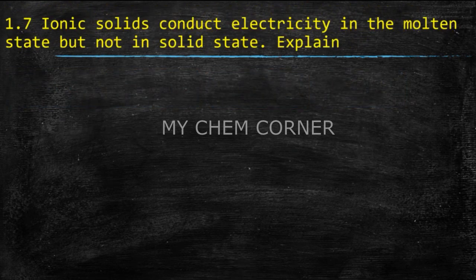Alright, now question number 1.7 reads: ionic solids conduct electricity in molten state but not in the solid state. Explain. For this, I would like to take the example of sodium chloride, the simplest ionic solid we can talk about. Sodium chloride is table salt, the salt that's there in your home, and we all know its nature is crystalline. When you try to melt it, it gives you sodium ions and chloride ions.